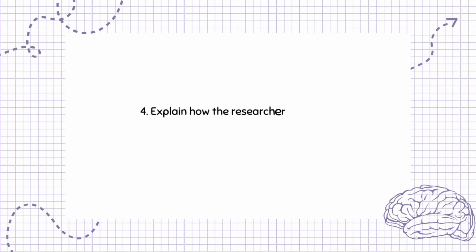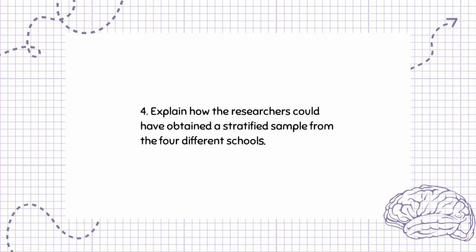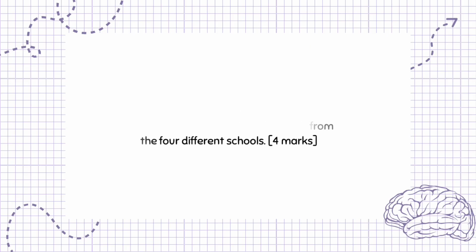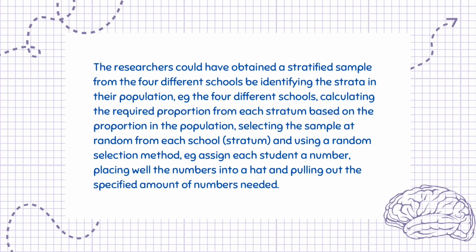Question 4. Explain how the researchers could have obtained a stratified sample from the 4 different schools. 4 marks. The researchers could have obtained a stratified sample from the 4 different schools by identifying the strata in their population, e.g. the 4 different schools, calculating the required proportion from each stratum based on the proportion in the population, selecting the sample at random from each school, stratum, and using a random selection method, e.g. assign each student a number, placing the numbers into a hat and pulling out the specified amount of numbers needed.